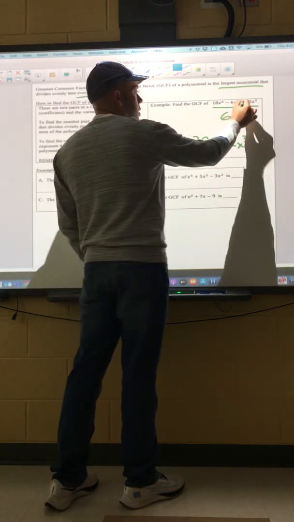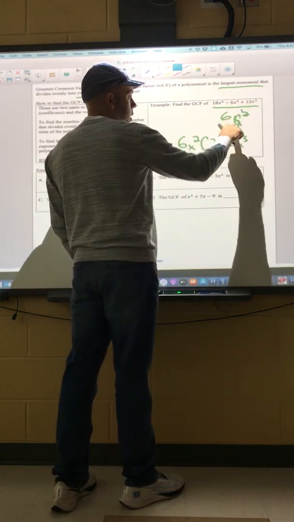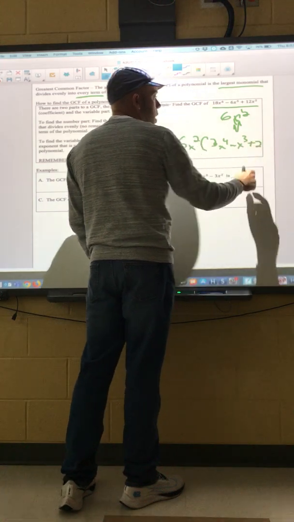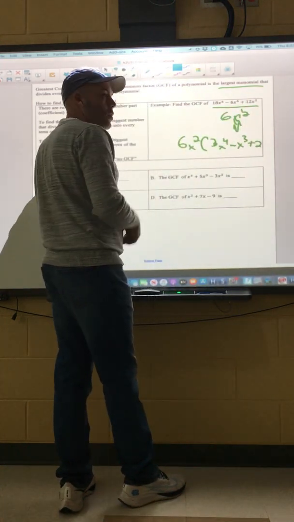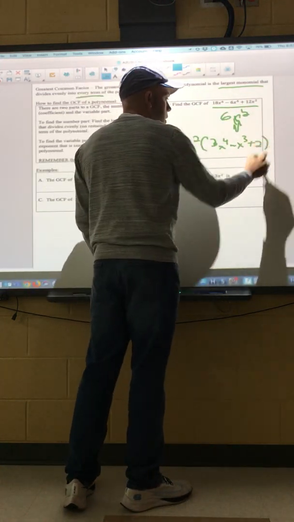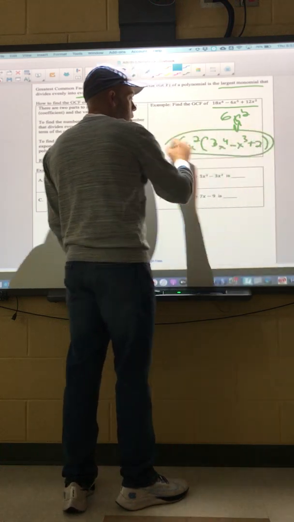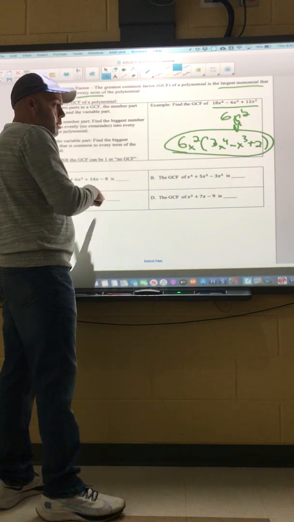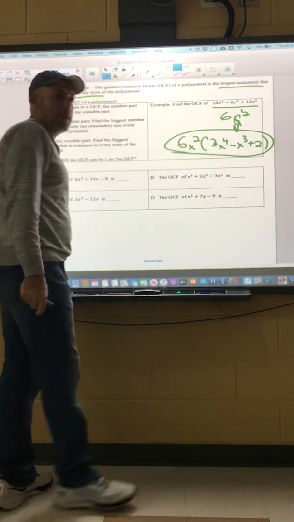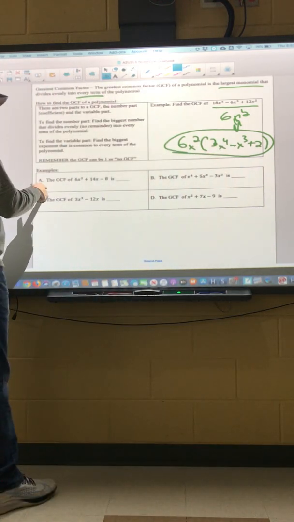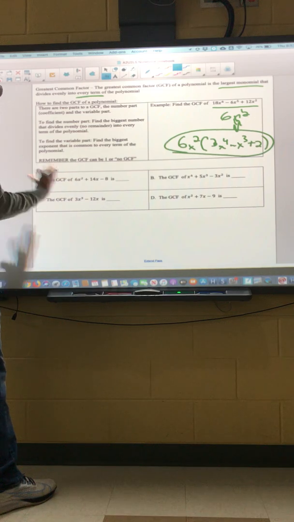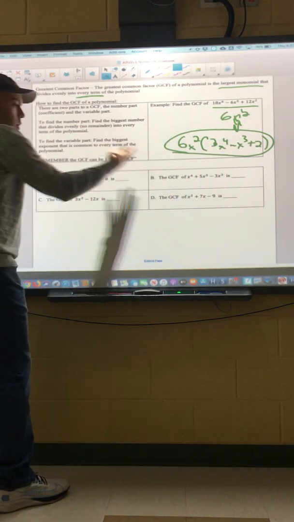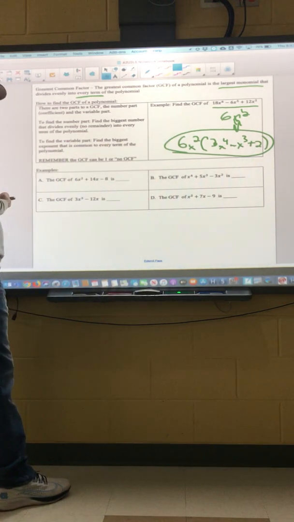Next we've got 12 divided by 6, which is 2. And then x squared over x squared, those just cancel, so there's nothing else to do there. So that's how that would look. Now, sometimes you're not asked to do this entire process. Notice here it says the GCF of. So all we're asked to do for these questions is determine the GCF, okay?